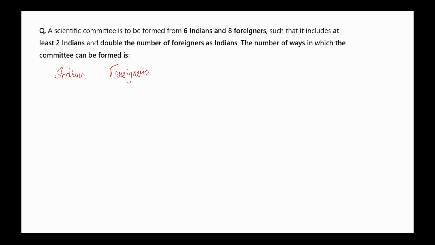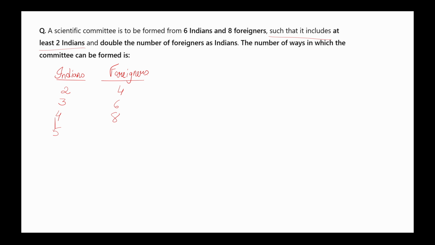Let's say at least, it has also told us that it should include at least 2 Indians. That means having 1 Indian is not a possibility. That means we will have 2 or more Indians, right? So let's say if I have 2 Indians, how many foreigners would I have to choose then? I would have to choose 4 foreigners, because the number of foreigners is double the number of Indians, right? If I have 3 Indians, this would become 6. And if I have 4 Indians, this would become 8.